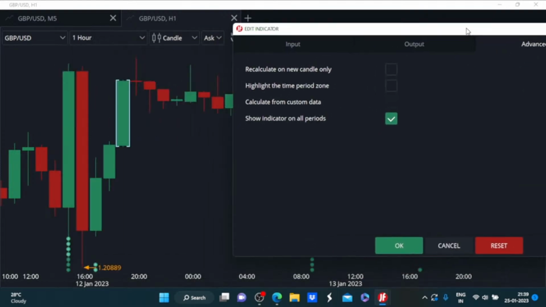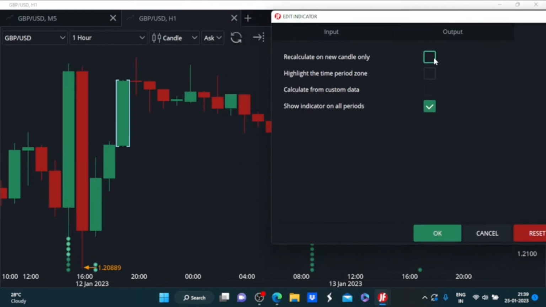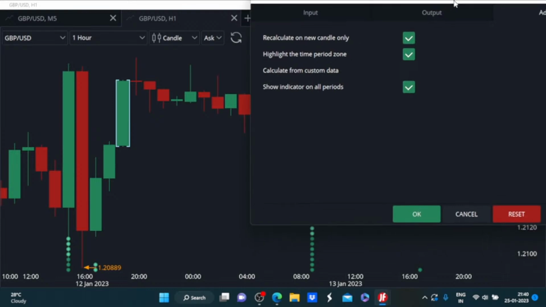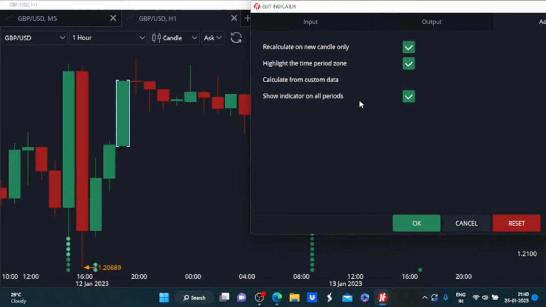Advanced editing options. Recalculate on new candle only. Since there is a single candle formation, this is not really going to make much of an impact. Highlight the time period zone. The same concept applies as with the single candle formation. This is under highlighting anyway by this pattern recognition bracket. The calculate from custom data option has been disabled as we can't customize its calculation. Show indicator on all periods.